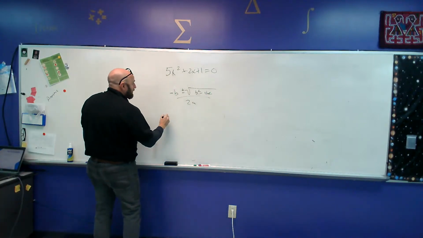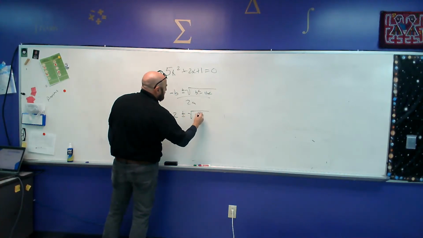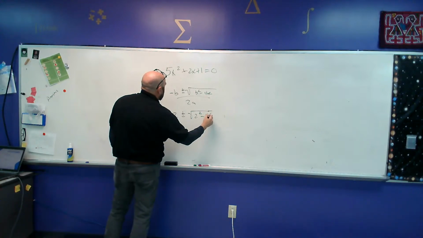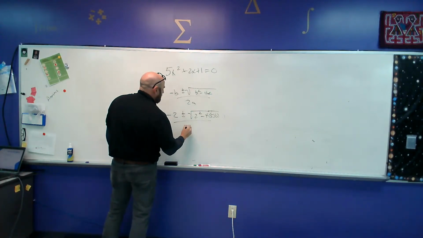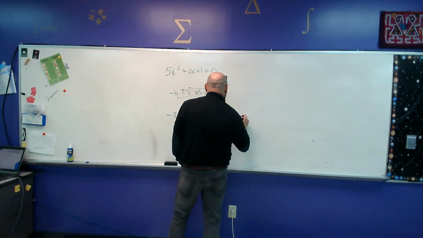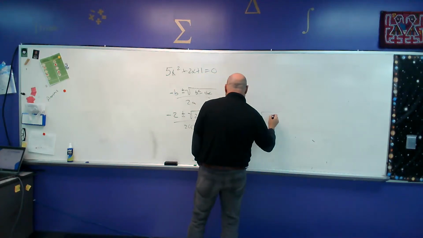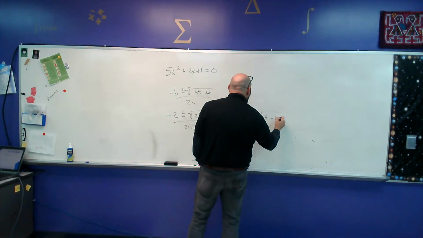All right, so that's it. So negative 2 plus or minus the square root of 2 squared minus 4 times 5 times 1, all over 2 times 5. So we get negative 2 plus or minus the square root of 4 minus 20, all over 10.